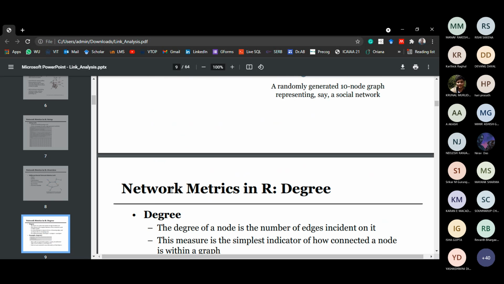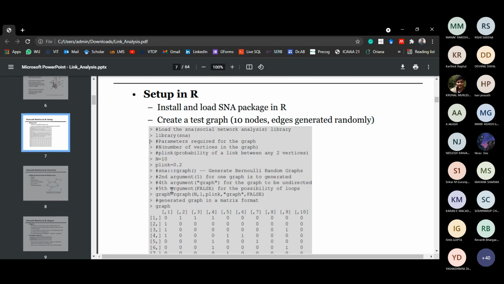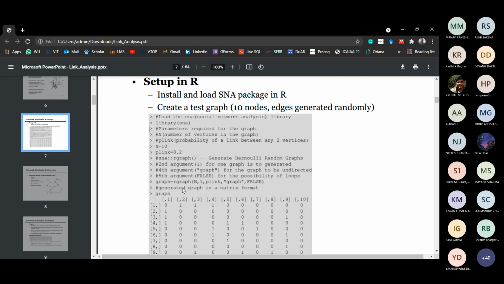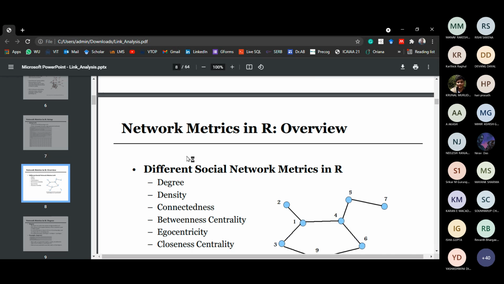Okay, so how to find these out? Usually this can be accomplished using the social network analysis package, which is available in R. The package name is SNA. If you want to create a graph, you give the syntax as graph, with the total number of nodes it has, and you specify all the links. So you can generate a matrix format of your graph using the SNA package.